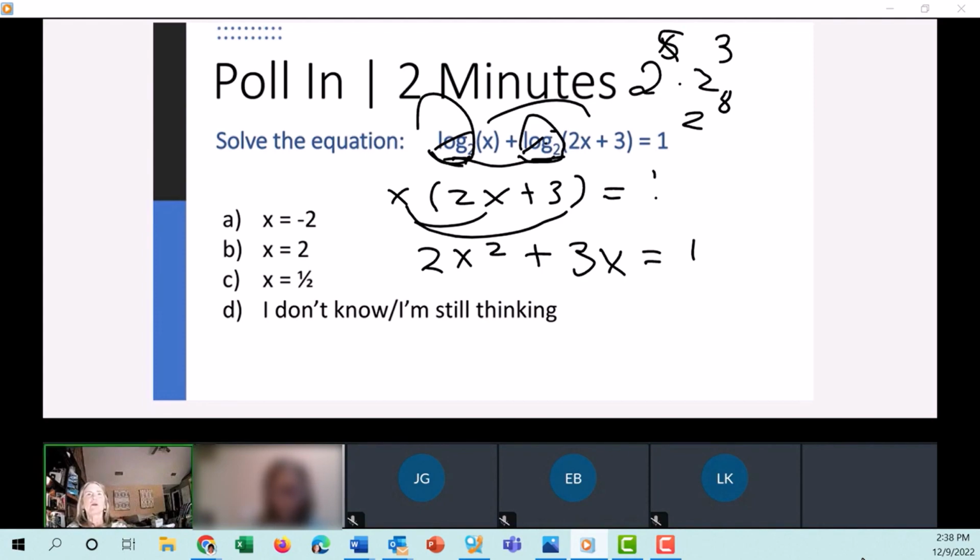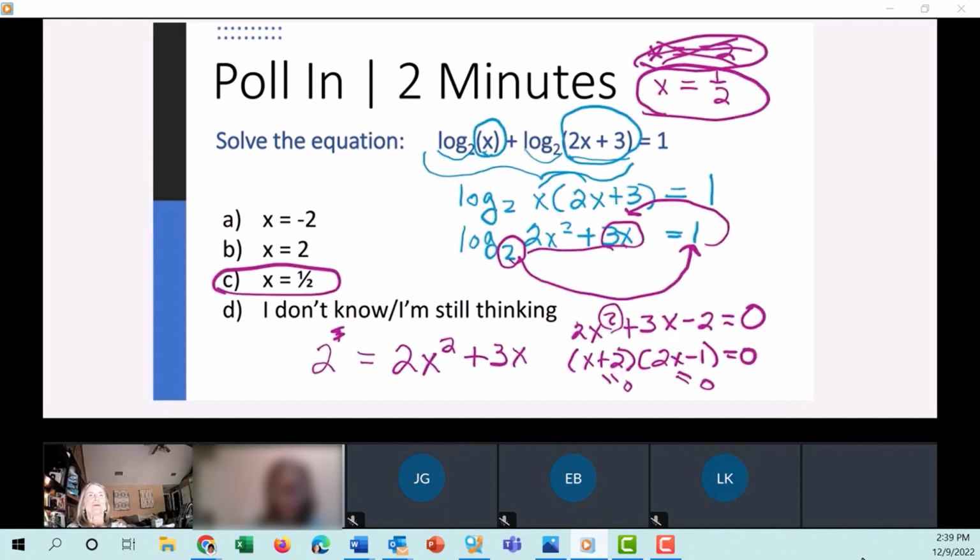All right, so most of you answered B. Let's see if you're correct. Just because most of you answered it doesn't mean that you're correct. But let's see. All right, so we're going to take that log base 2 out. We're going to take the x and distribute it. We get 2x squared plus 3x equals 1. Now here's the tricky part. It is C.